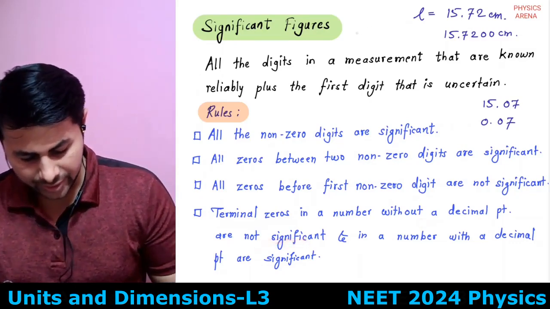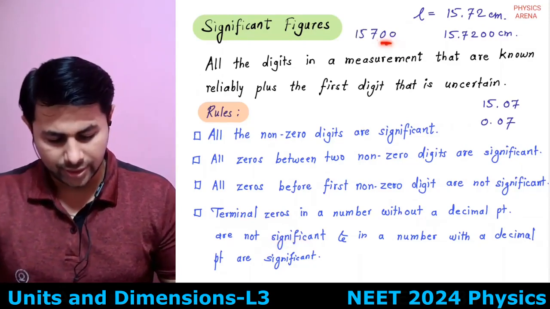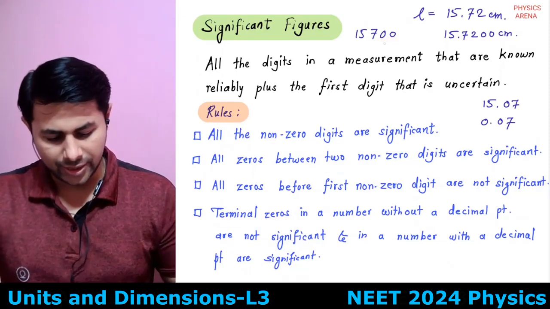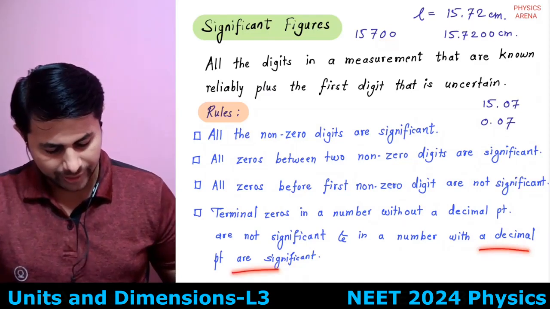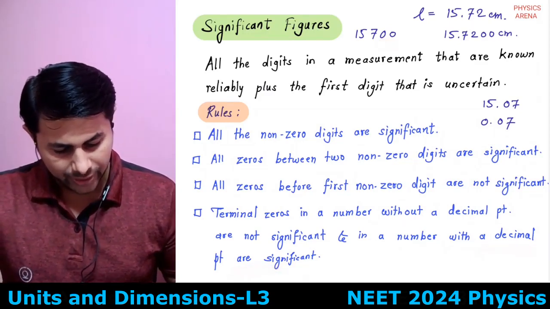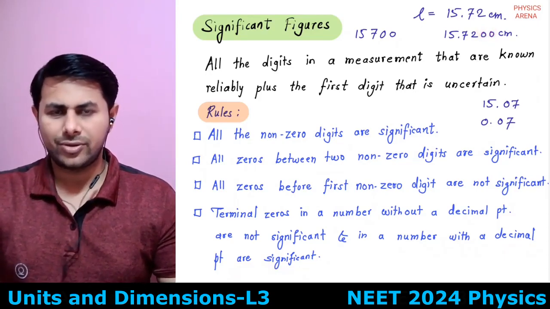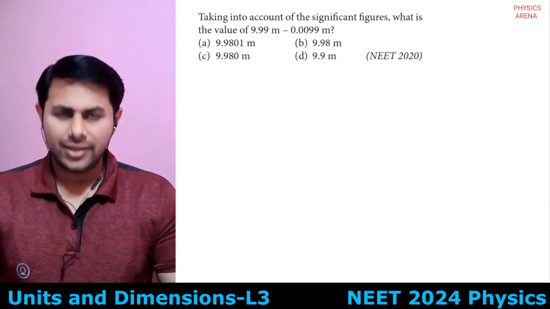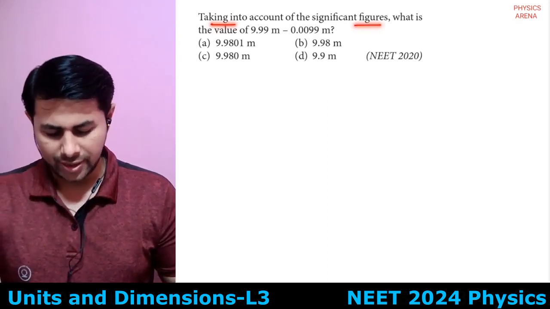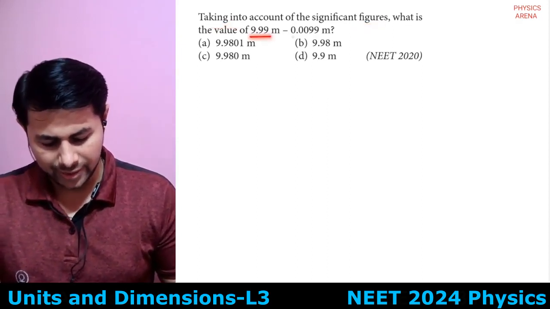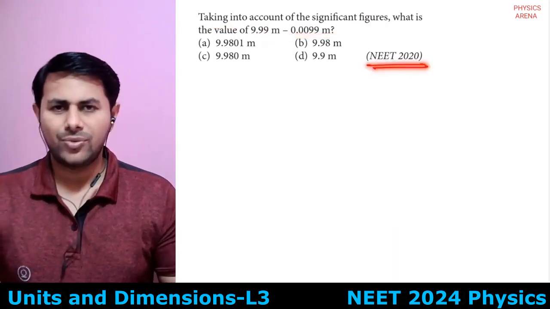So let's say I write 15700. These zeros are not significant if I don't have a decimal point. And if I have a decimal point and I have terminal zeros, then they are significant. Okay, so these are the rules. Now let's see some examples. Taking into account the significant figures, what is the value of 9.99 minus 0.0099 meters? This is from your NEET 2020.